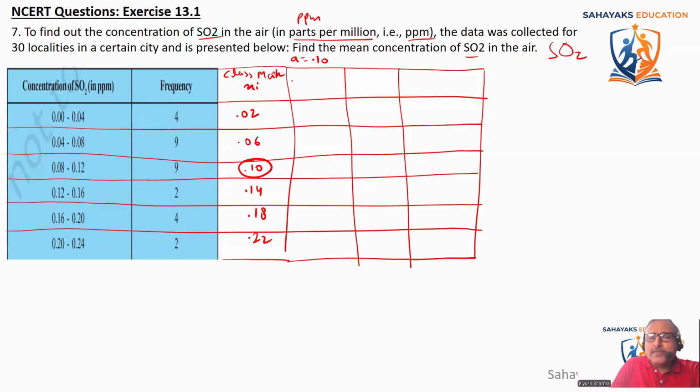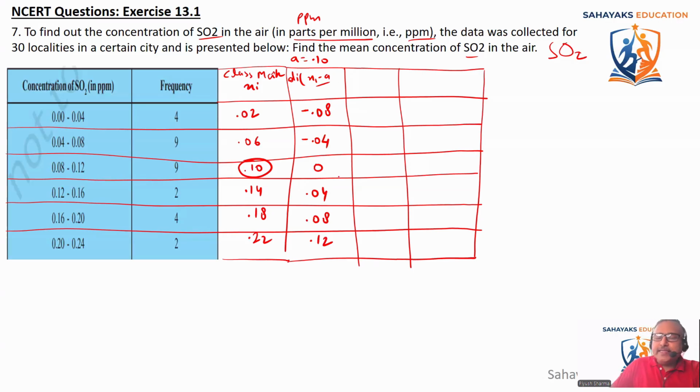Now we are going to find the value of deviation, di. Okay, and what is that deviation? Deviation is xi minus A. So 0.02 minus 0.10 comes out to be minus 0.08. The second one comes out to be minus 0.04. This comes out to be 0. This comes out to be 0.04. This is 0.08 and 0.12. Okay, this is the difference.